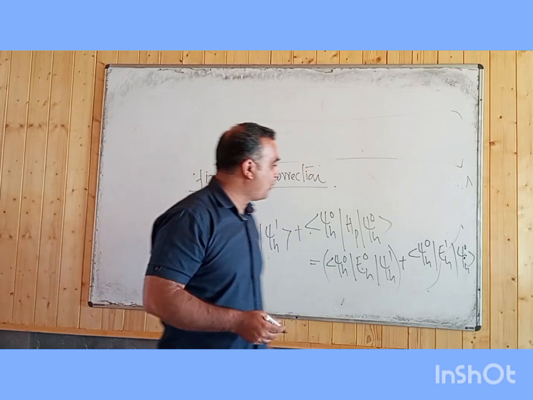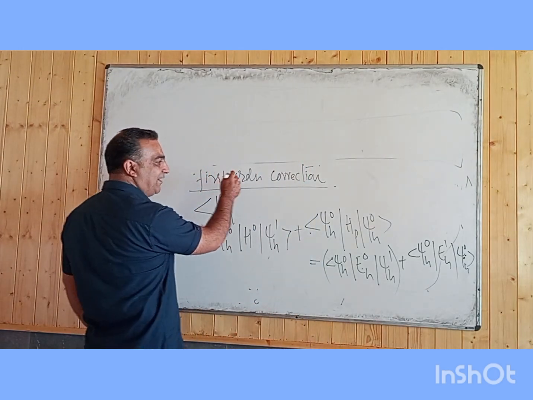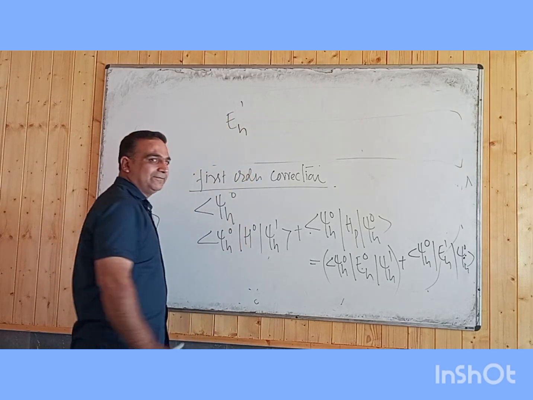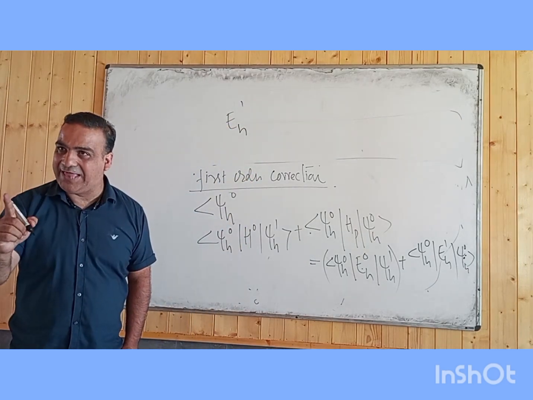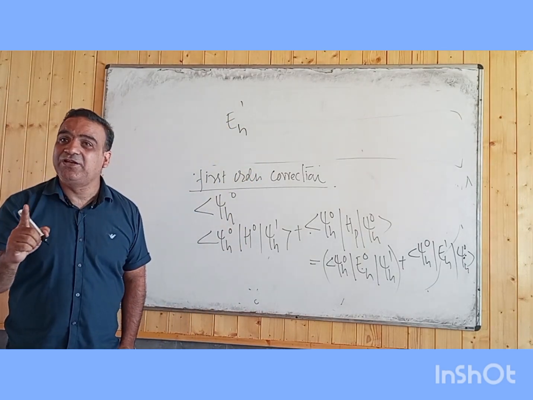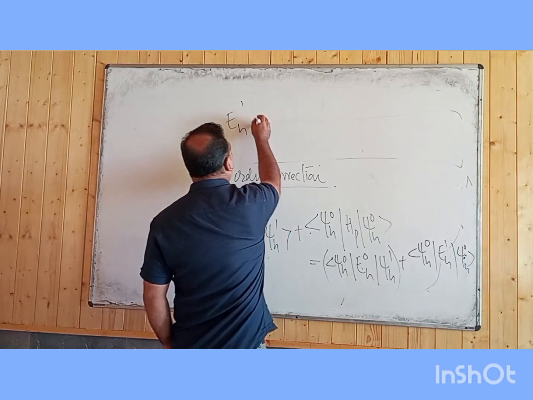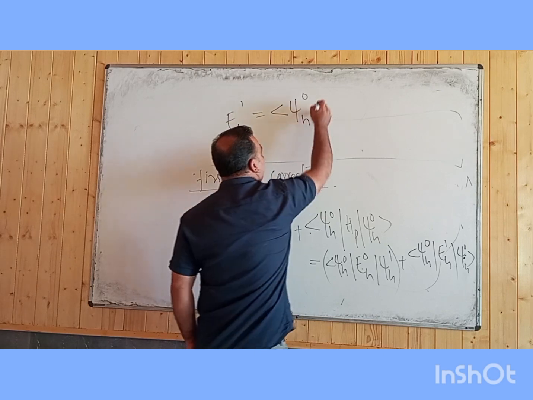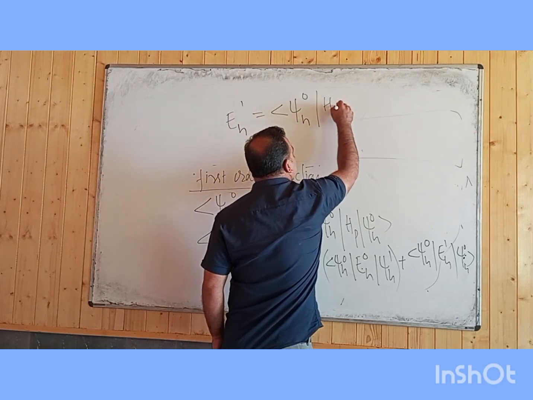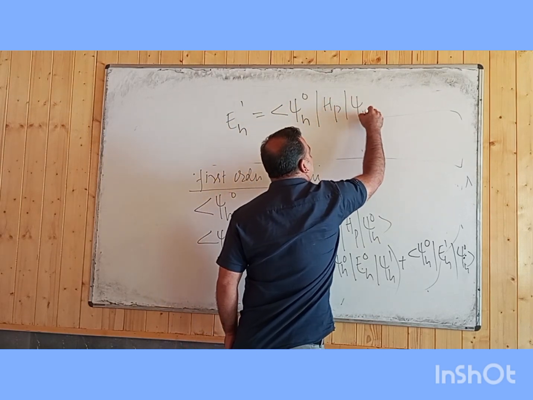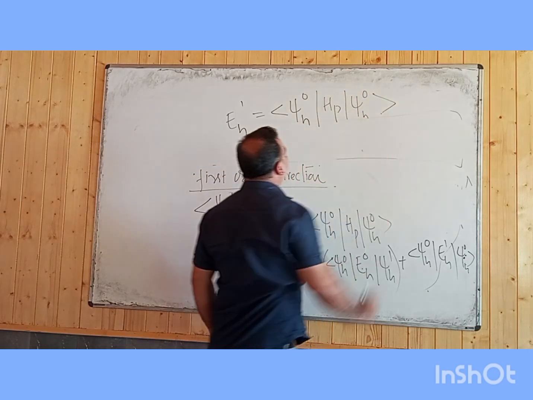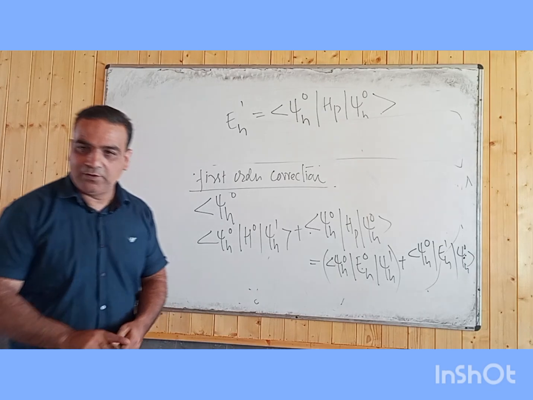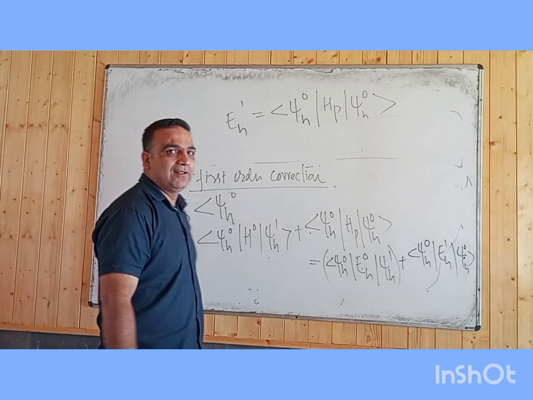Are you getting it? So what will I find here? Finally, I will have En dash, sorry, it's not dash, it is En1. This is the first order correction to the energy. This will be equal to psi n0, Hp, psi n0. This is nothing but the matrix element of Hp. Any questions?